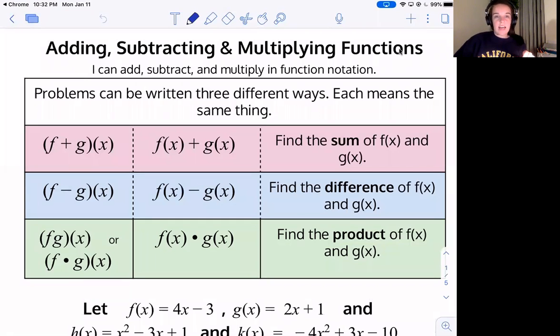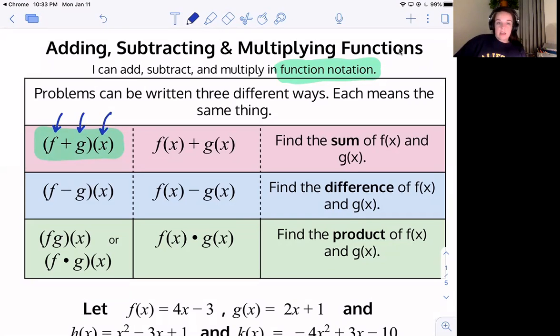Hi, today we are adding, subtracting, and multiplying functions. Function notation is just a fancy way of writing things that we've already been doing. For example, we've already been adding things together, but now we're going to write it in this format. What this format means is that we are going to take the f function and add it to the g function, and we're going to be using the variable x. That's the thing that is being substituted into our equation.